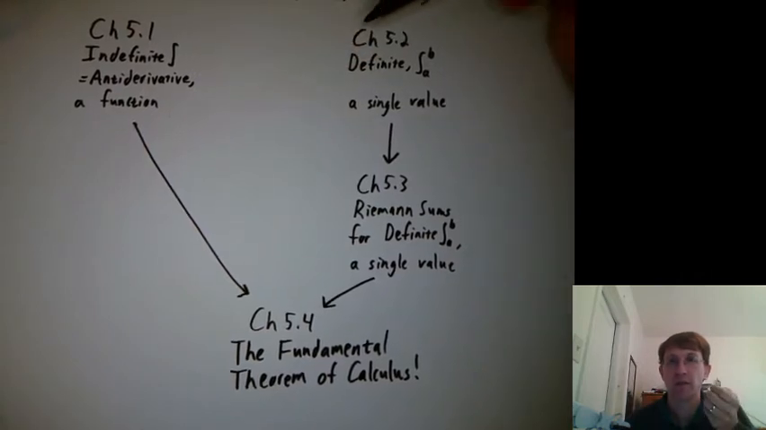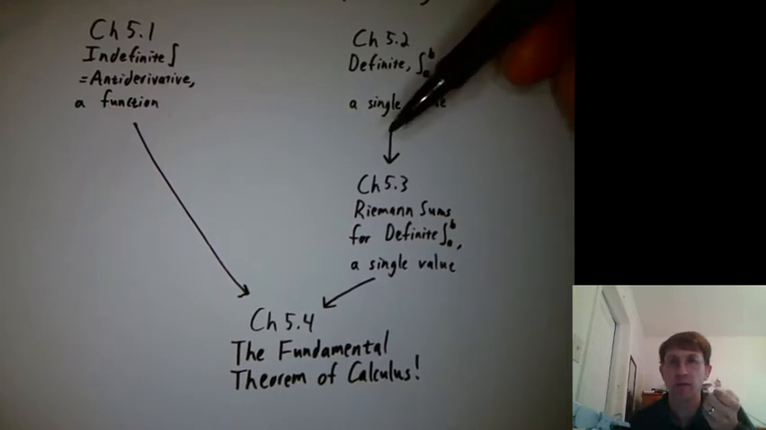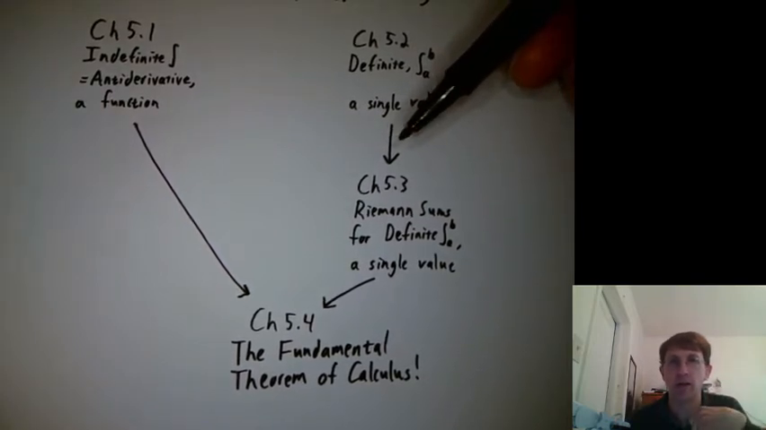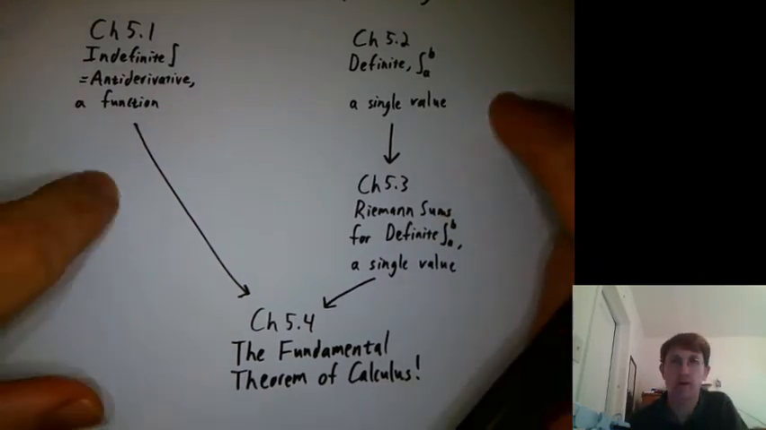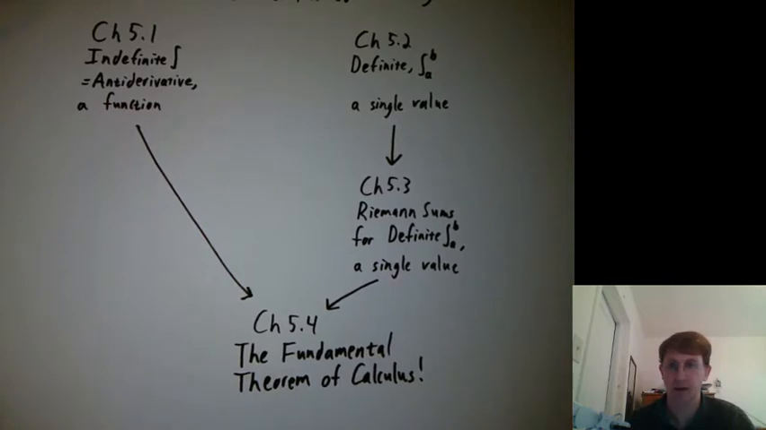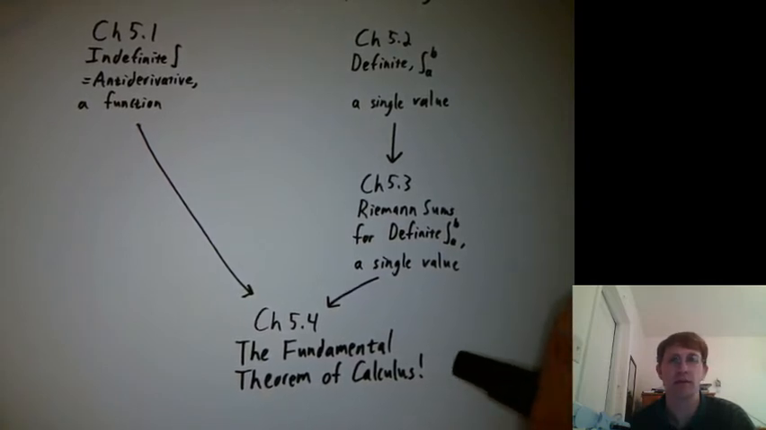So we're going to define them kind of intuitively in chapter 5.2, and then in 5.3 we're going to define them more rigorously. And then in chapter 5.4 we're going to see how these two ideas relate to each other. And that'll be the fundamental theorem of calculus. And they don't call it the marginally important theorem of calculus. I heard someone once say it's pretty big and important, and we'll get there in a few days.